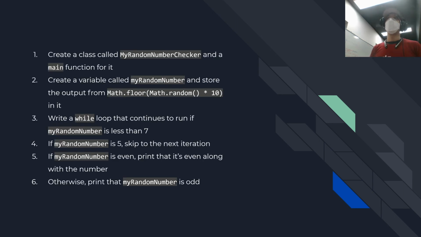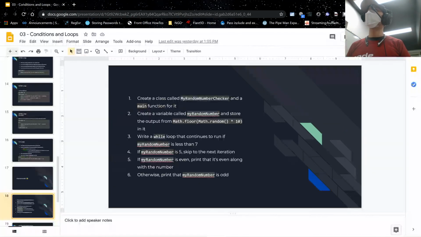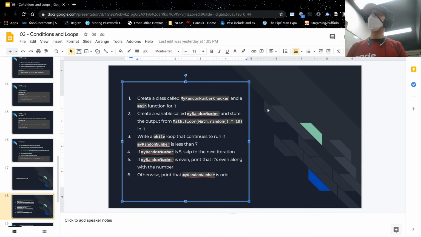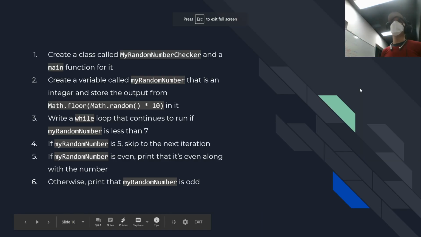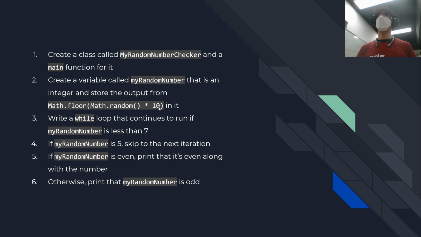You're going to create a new class and therefore a new file, called my random number checker. And you're going to create a main function for it like usual. Okay? You're going to create a variable called my random number. And you know what? I have a slight bug here. That is an integer. And store the output from this code in it, okay? You don't necessarily need to understand this. You can just copy and paste this part, okay?